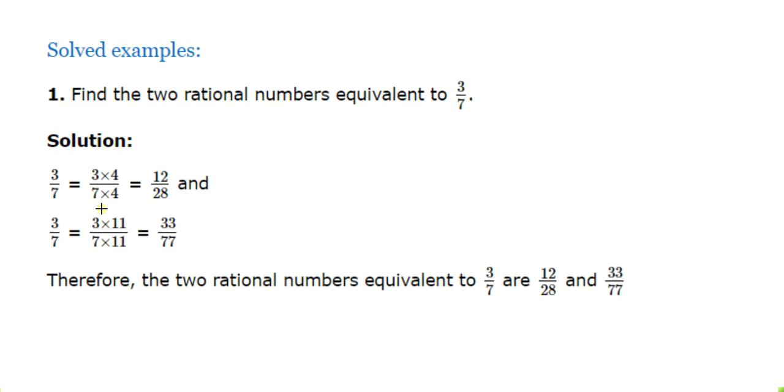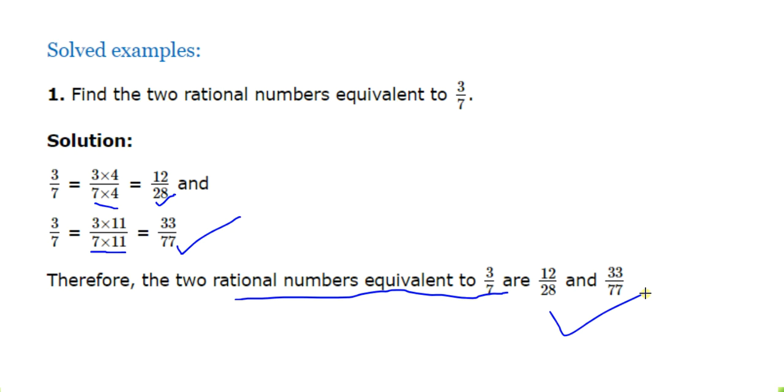So here what I have done, I have multiplied both numerator and denominator by 4. I have got 12 upon 28, and for finding the second number, I can just take any non-zero integer. So I have multiplied it by 11. So I've got 33 upon 77 as my second equivalent rational number. Now how am I supposed to write my final answer? Therefore, the two rational numbers equivalent to 3 upon 7 are 12 upon 28 and 33 upon 77.